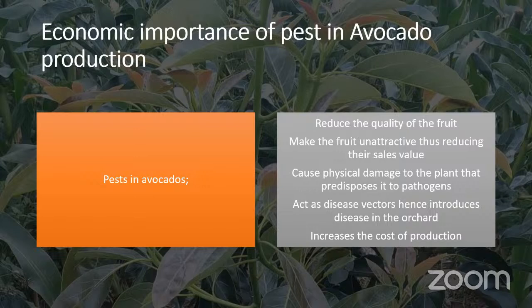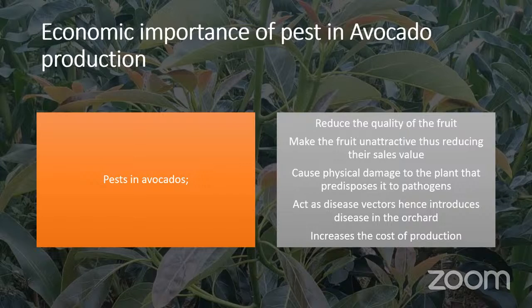Then the other economic importance of pests is that it acts as a disease vector, hence introduces disease in the orchard. As it is eating the plant parts, some of the plants which the pest will attack will already be infected with the disease. So a pest will actually now become a carrier for the diseases from one plant to another. And it becomes very difficult to control the disease if you leave your orchards infested by the pests.